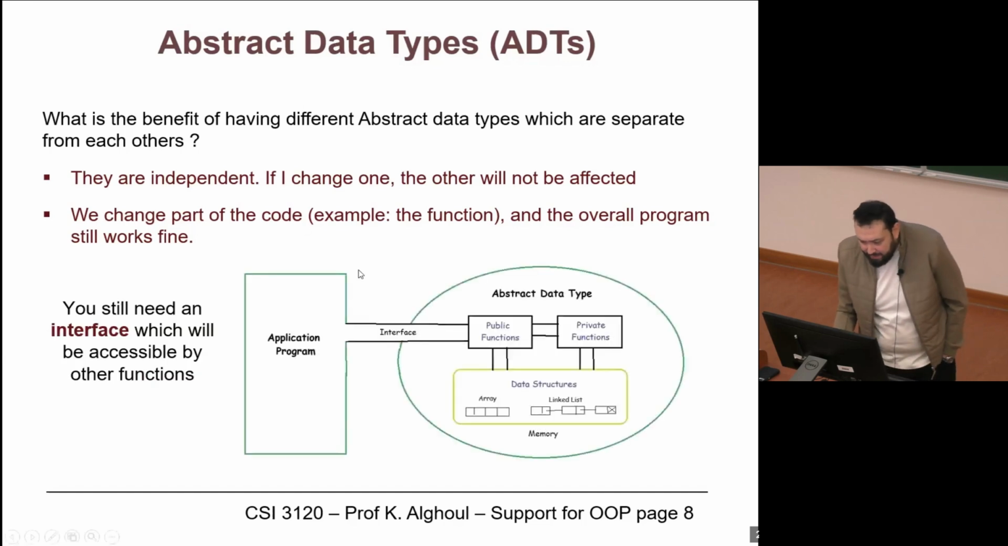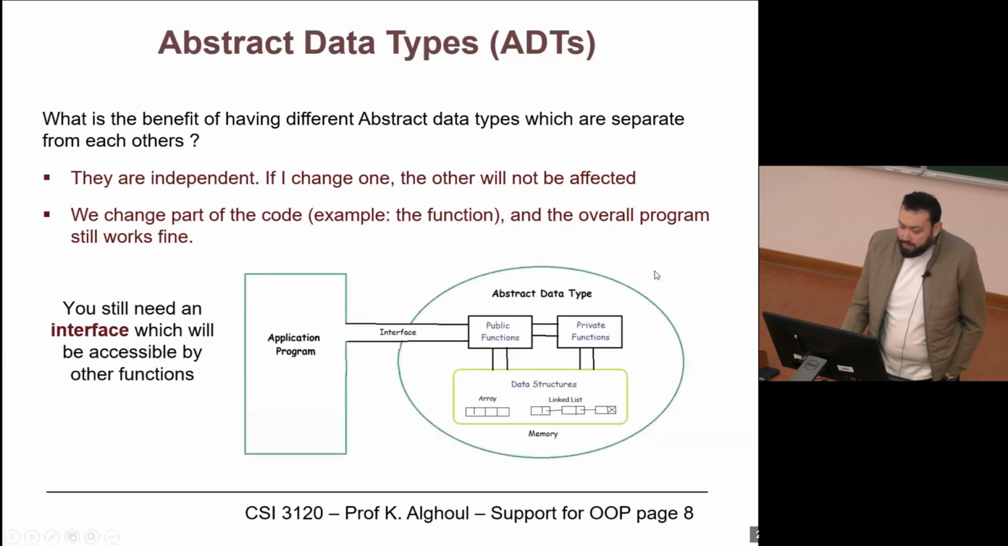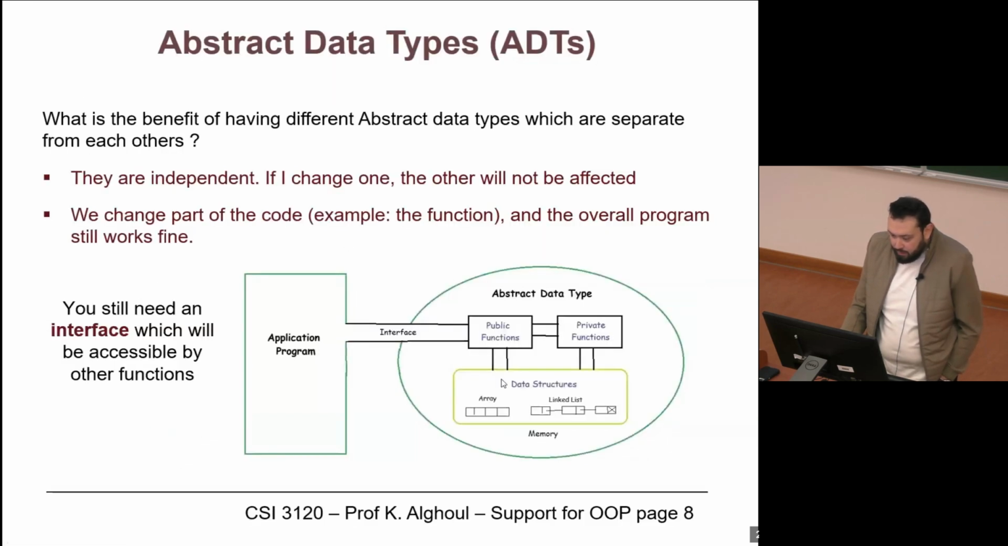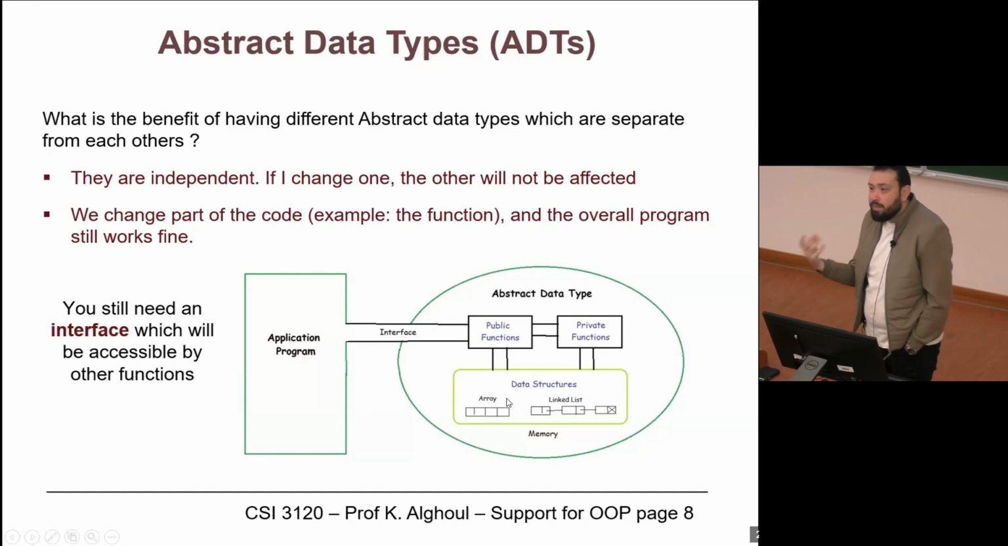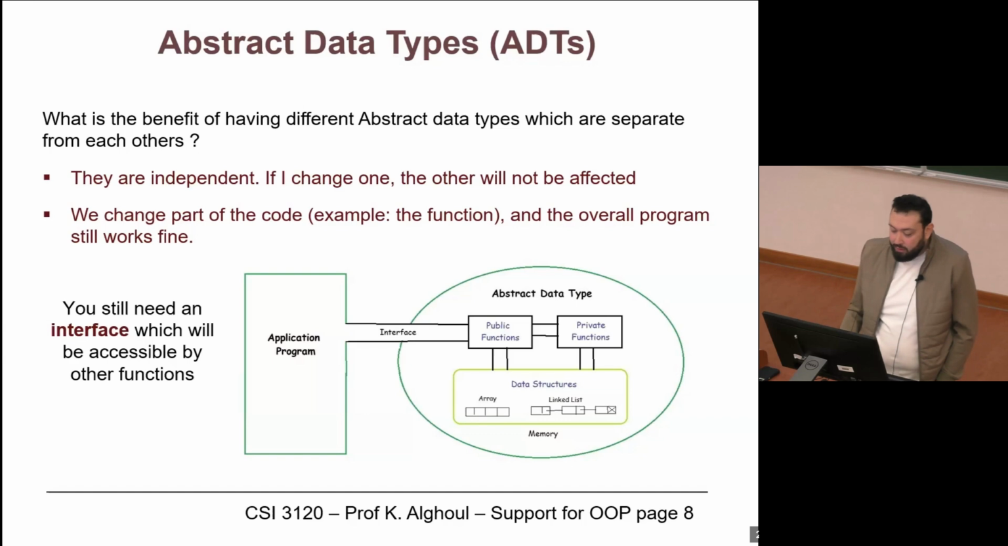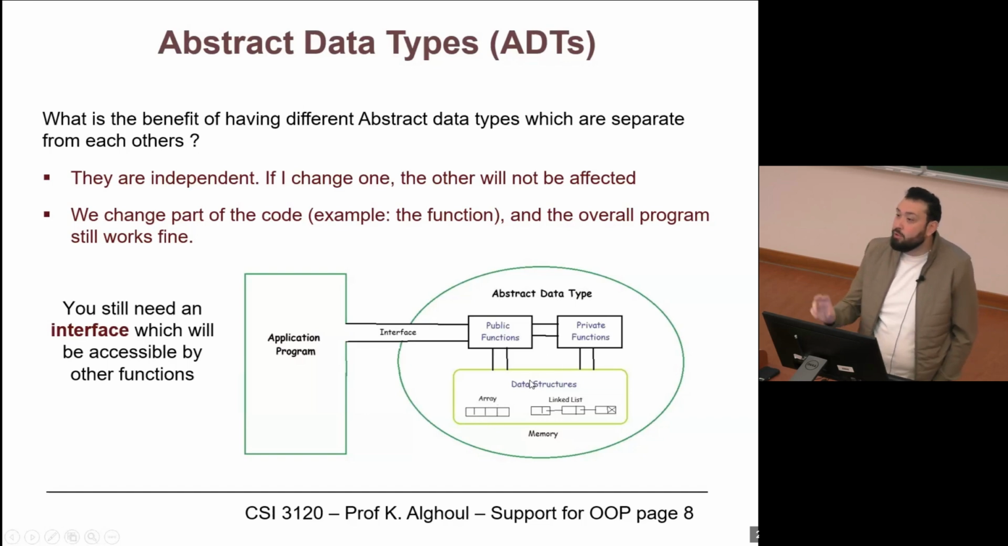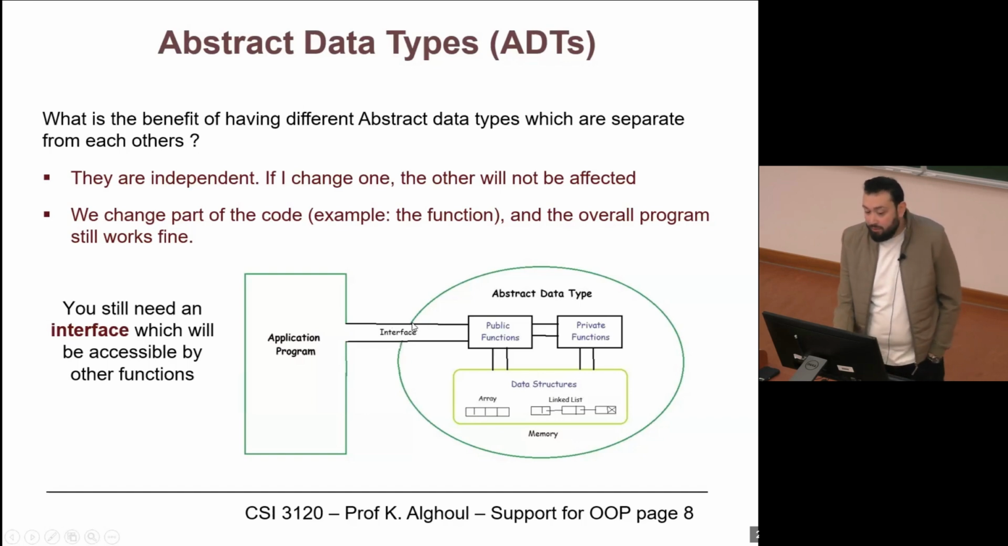So let's see this. Here, this is the abstract data type. That's the public function, private function. We're going to talk about all of this. Now, these are the data structures. So I'm creating something in the memory, in the program, but this can be created using an array or a linked list. So I can call either of them, and both will do the same thing for me, and both are going to have the same interface.